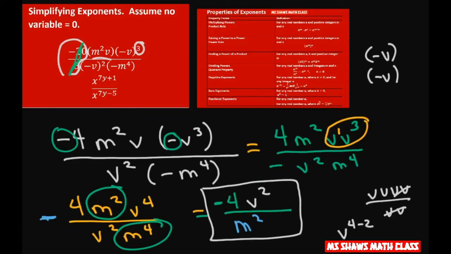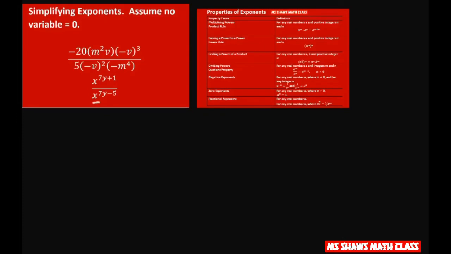All right. Now in the second problem, we have the same base. So what we're going to do is use our quotient property and write this as x to the 7y plus 1 minus 7y minus 5. Because I'm using the property, I know this is kind of written small. So I'm using the a to the m minus n. This would be your m part. This would be your n part.